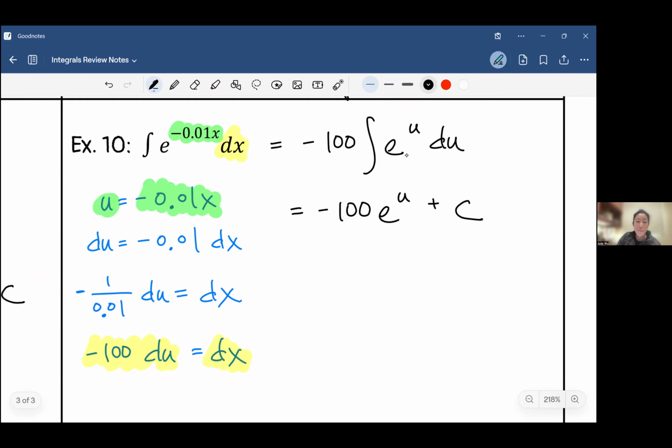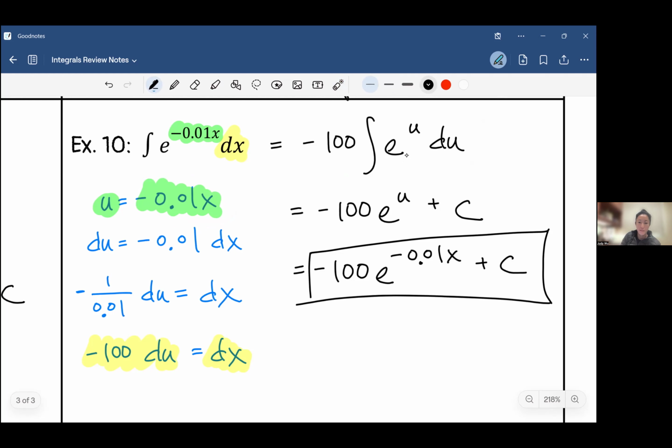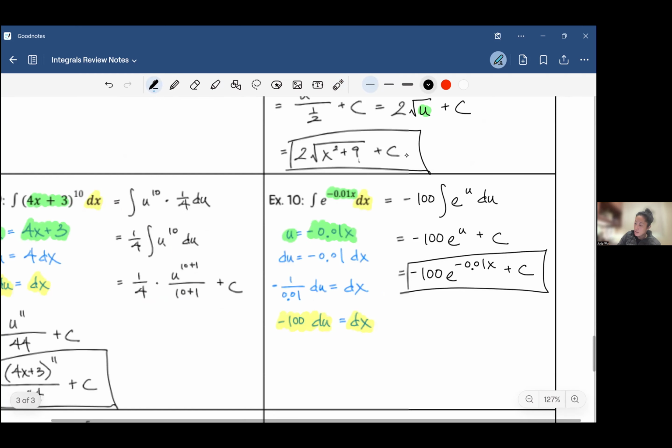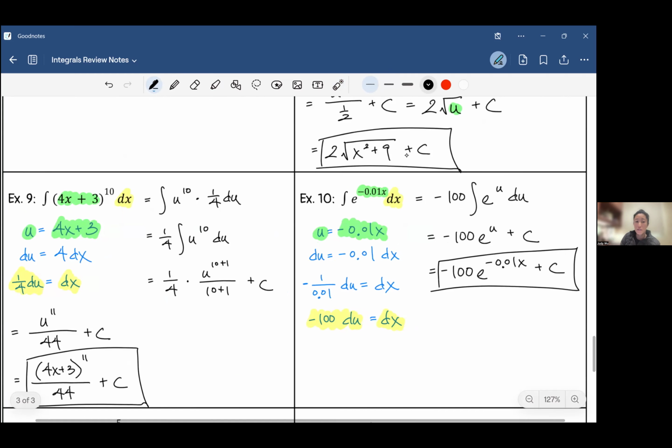And last thing, we got to put back in our x that we started with, and we'll get negative 100 e to the negative 0.01x plus c. All right. So I tried to choose questions that, even though they look so different, they actually use the same technique. It's just the actual rule at the end is different, right? This example 9 used the power rule, whereas this example 10 used our exponential rule.